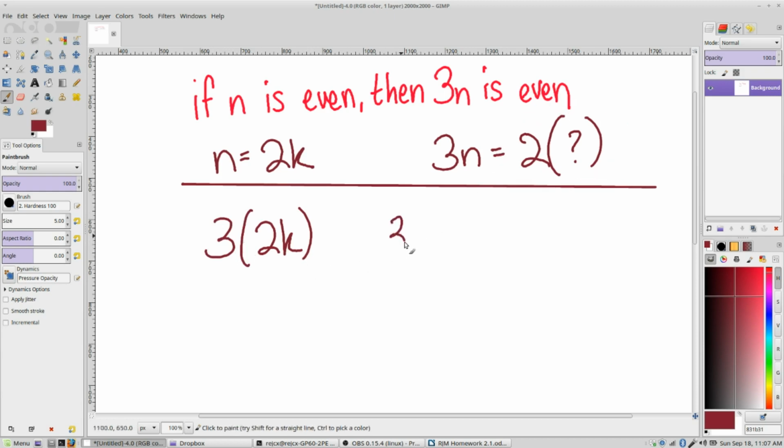So since we have 3 times 2, we could also write that as 2 times 3. So we can end up getting 3k. And so this is how we would prove it. It is 2 times some other number, and it doesn't matter what this is, because we have our 2 here.